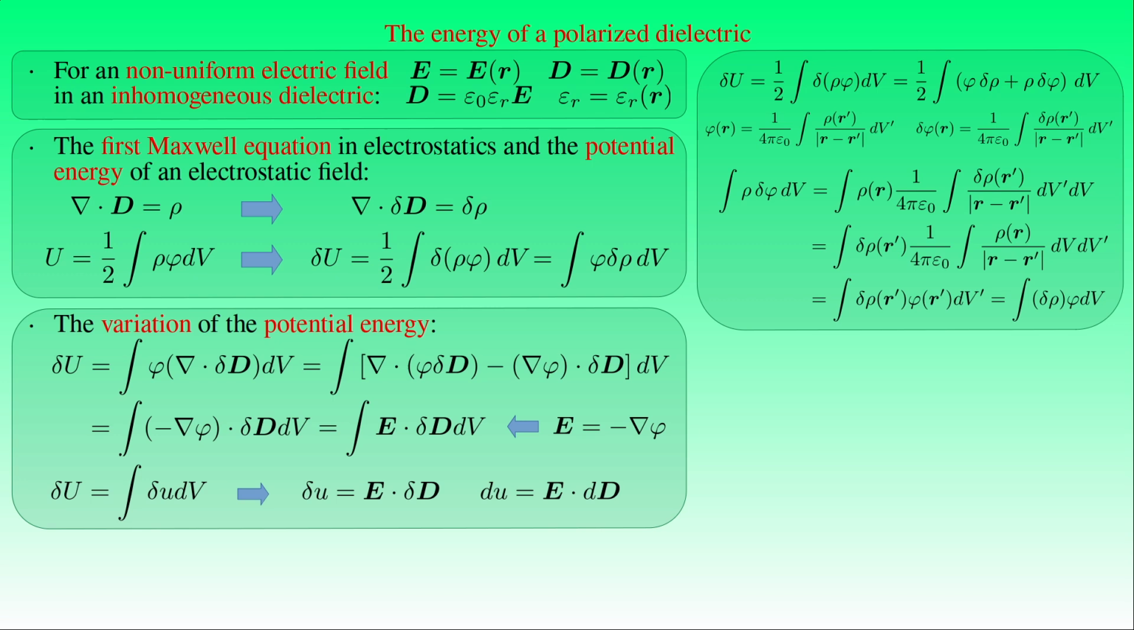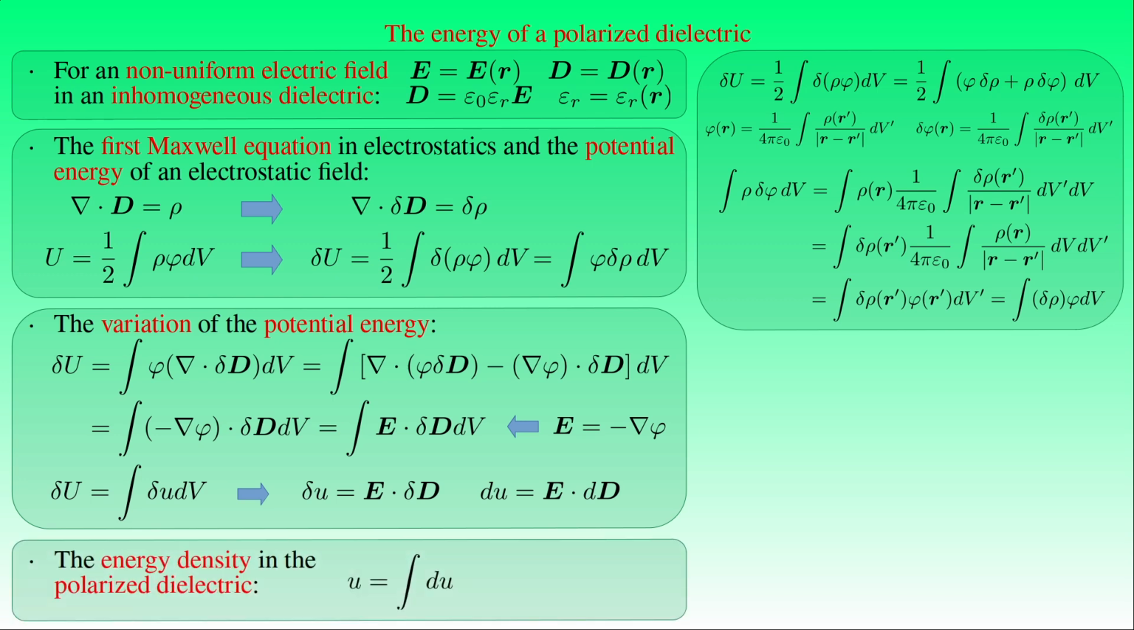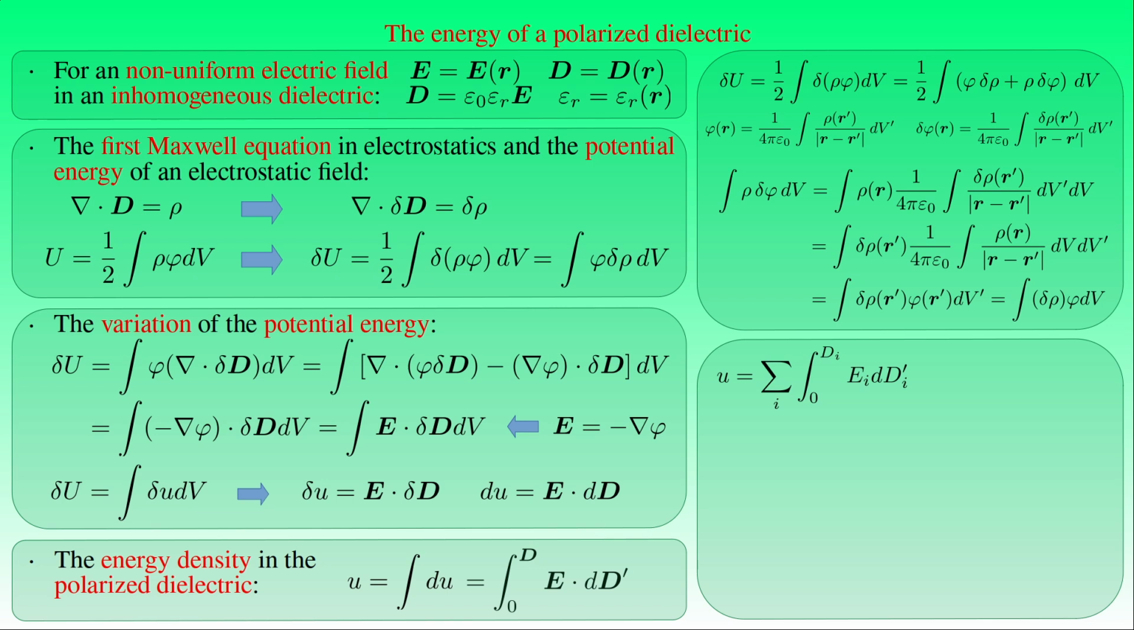In order to obtain the energy density U itself, we need to integrate this equation as we did in the case of the work per unit volume done to polarize a dielectric. Then the energy density required to change the electric displacement in the dielectric from 0 to the value d is equal to the integral of the electric field strength E with respect to the displacement vector d prime from 0 to the vector d. We already saw that such a type of integral can be calculated in a Cartesian coordinate system attached to the insulating medium.